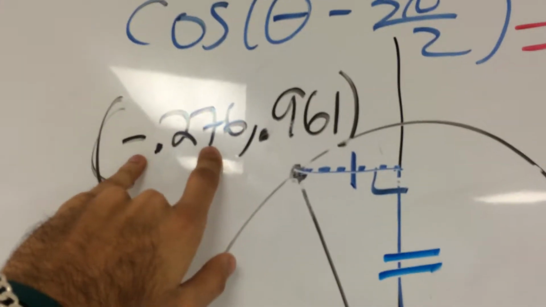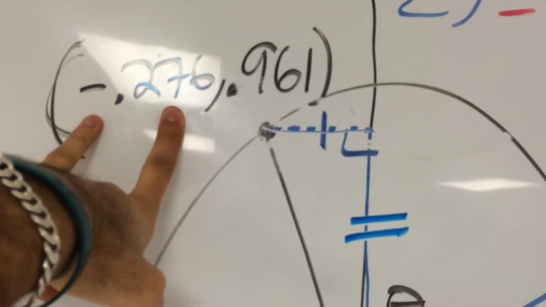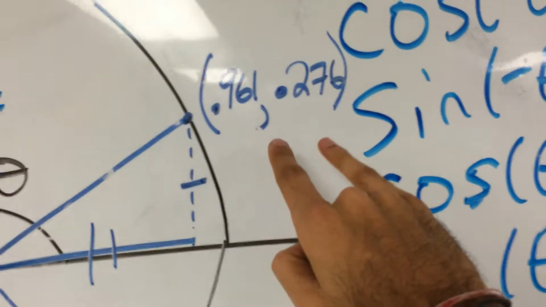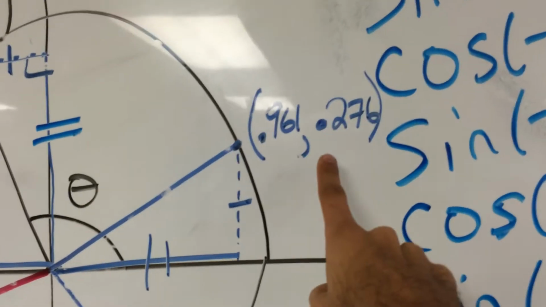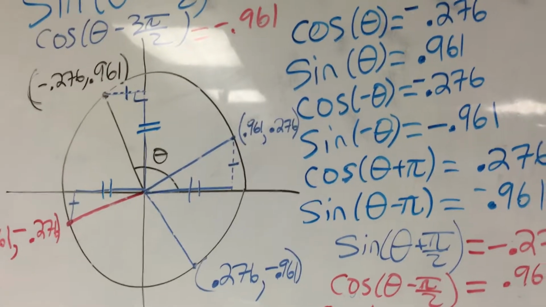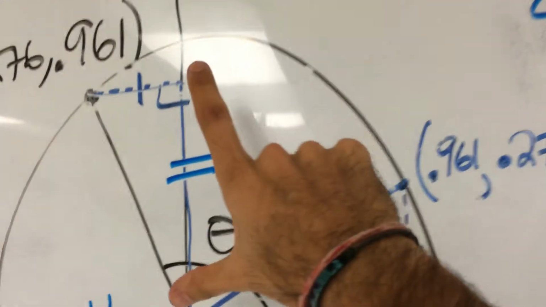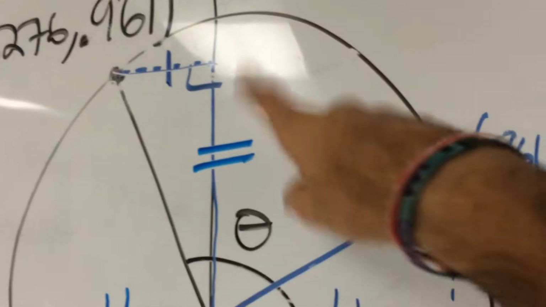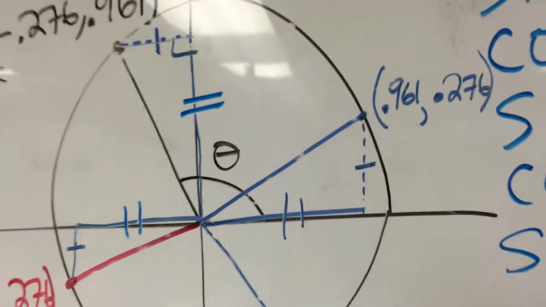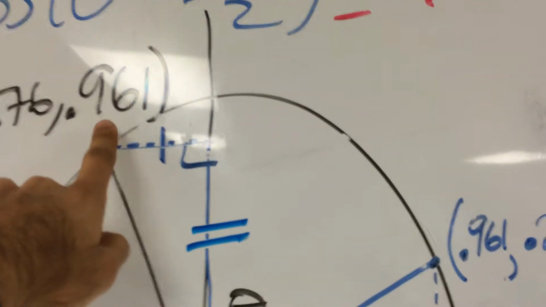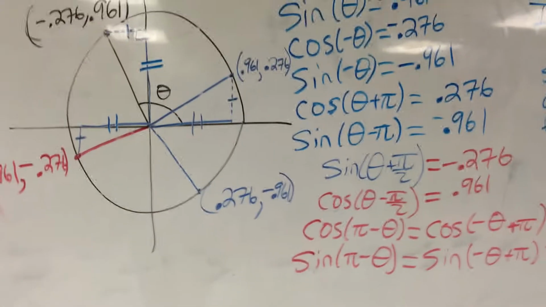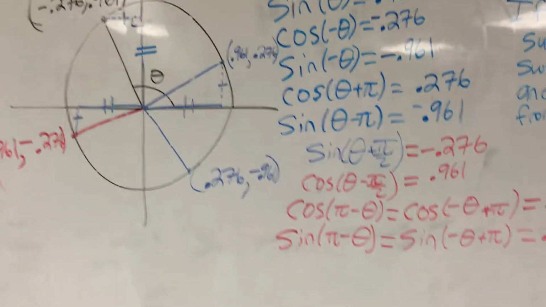So what used to be x, negative 0.276 because we're in quadrant 2, now becomes the y coordinate, 0.276. The reason this is positive, folks, is because we are in quadrant 1 and the y coordinate is positive in quadrant 1. Notice that what used to be the y coordinate right here is now the x coordinate. This long side is now this long side. So what used to be y is now x. And again, the x coordinate is positive because we are in quadrant number 1.